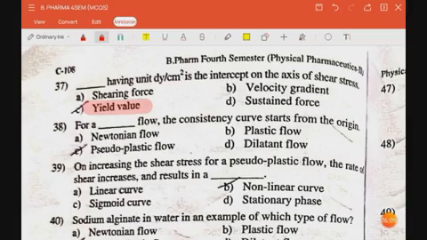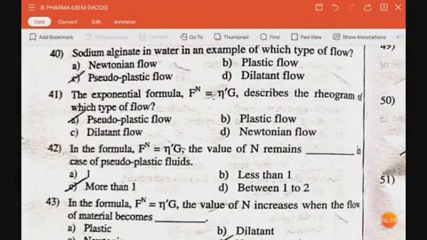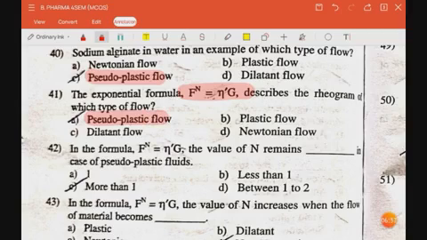The next question is, for a dash flow, the consistency curve starts from the origin. Pseudoplastic flow. The next question is, on increasing the shear stress for a pseudoplastic flow, the rate of shear increases and results in a nonlinear curve. The next question is, sodium alginate in water is an example of which type of flow? The answer is pseudoplastic flow. The next question is, the exponential formula describes the rheogram of which type of flow? The answer is pseudoplastic flow.